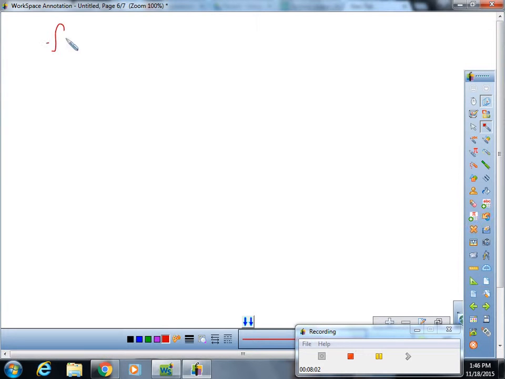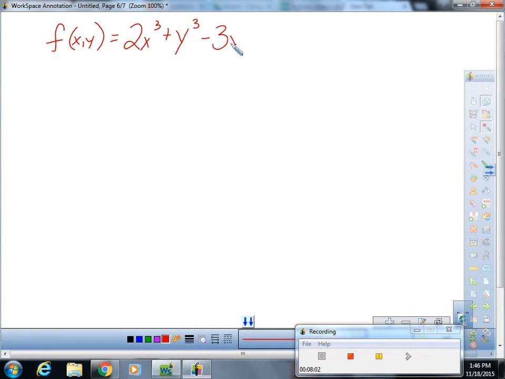Let's say that f of x comma y is 2x cubed plus y cubed minus 3x squared minus 12x minus 3y. Okay? So I'm going to try to help you with this process. First thing you do is you just find the partials. So, what's f sub x? Quick. 6x squared minus 6x minus 12.